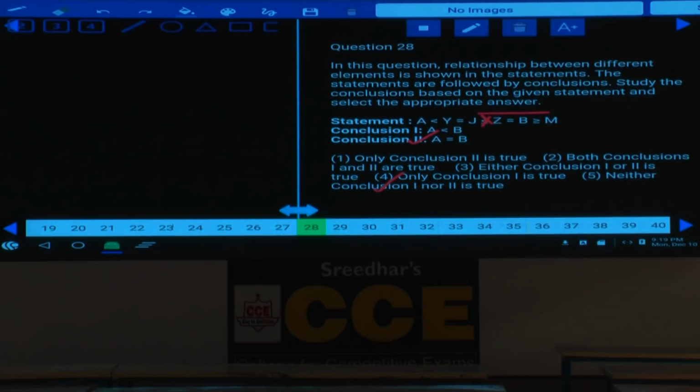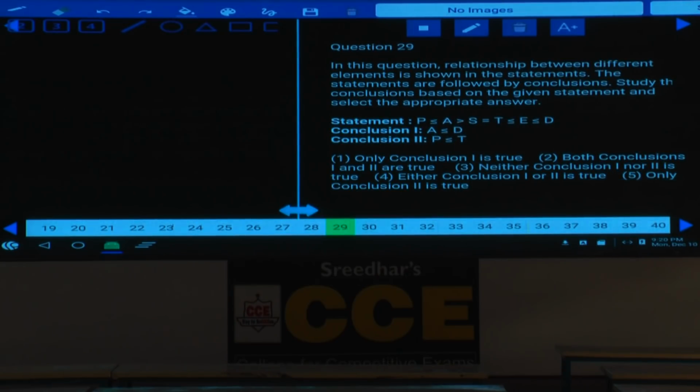Then question number 28. The relation between A and B. Forget about this equals to and equals to, which symbol is common? Only lesser than is common. Hence A lesser than B, definitely true. That is only conclusion 1 follows, that is choice 4. A equals to B is false.